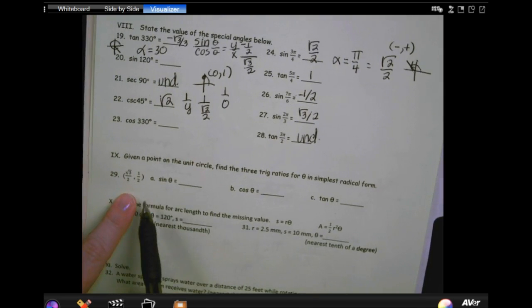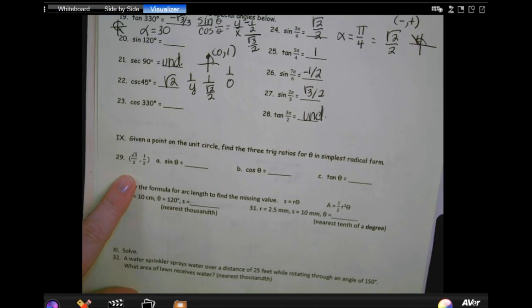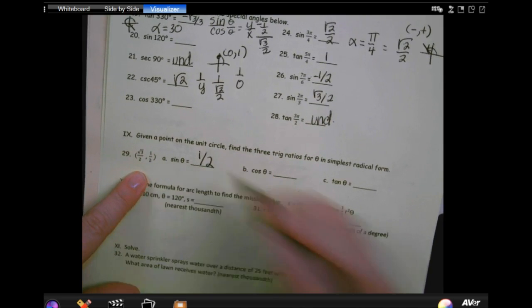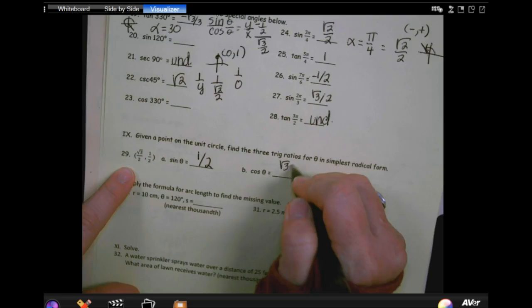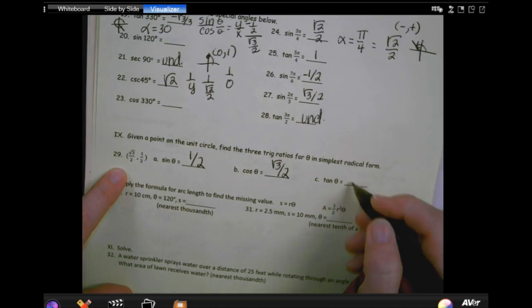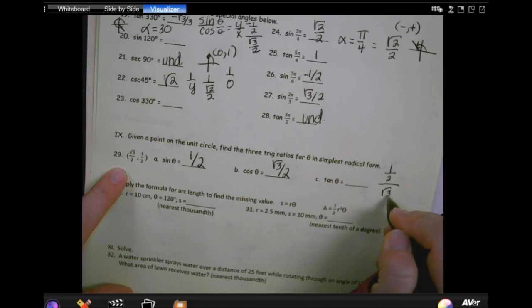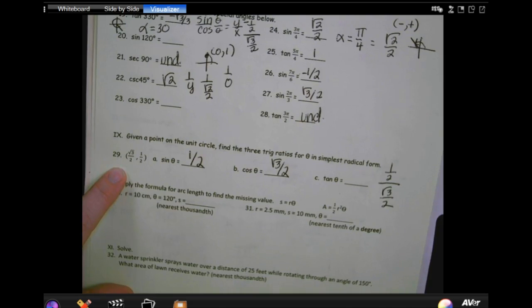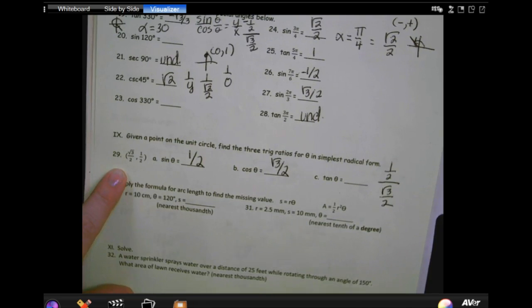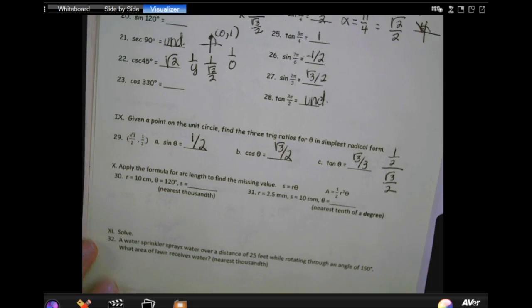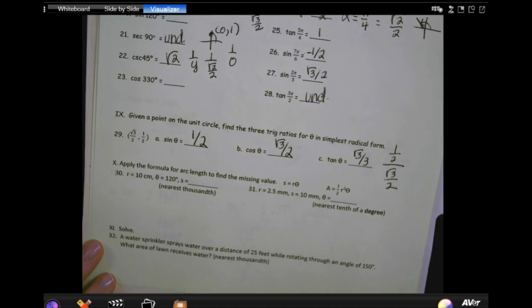Okay, so if I give you the square root of 3 over 2 and 1/2, which one is the sine value? 1/2. Which one is the cosine? Square root of 3 over 2. And the tangent is the y over x. So when you flip and multiply and rationalize, you end up with the square root of 3 over 3. Okay, next.